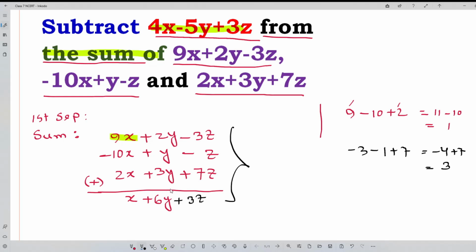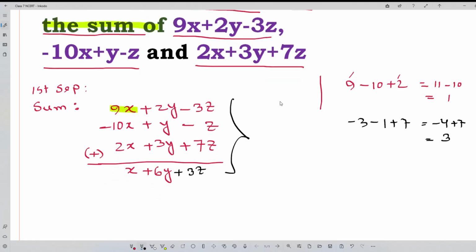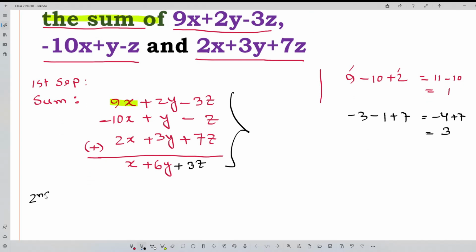Now what will we do? We will do the second step. We will start the second step. S-T-E-P. Second step. What is it? Subtract.